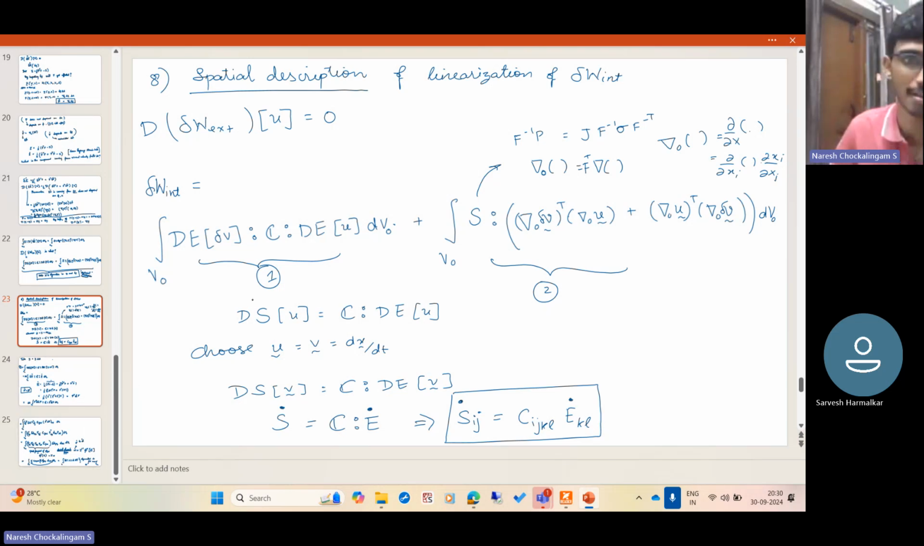So the virtual work, the directional derivative of the internal virtual work expression will also be symmetric with respect to U and δV. Also in the spatial description, it has to be. If it is symmetric in the material description, it has got to be symmetric in the spatial description as well.